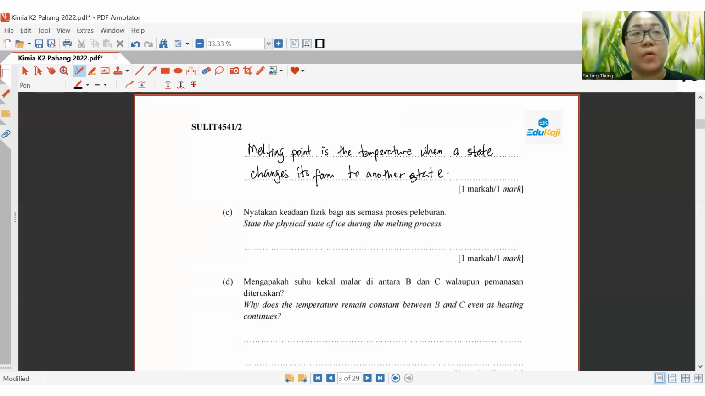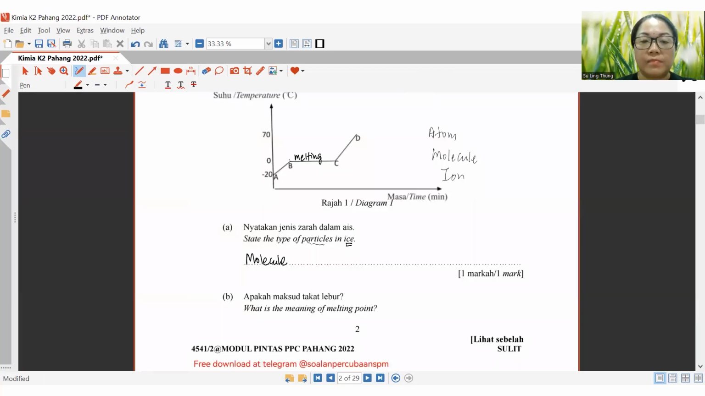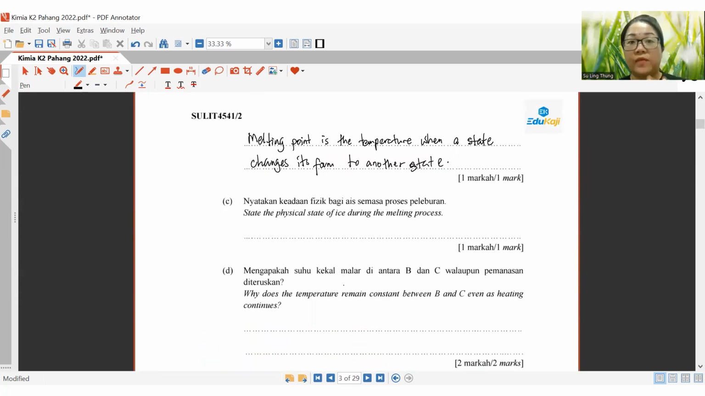When you are asked melting point, for example in this case, you don't answer it just as BC, but in fact you have to insert 0 degrees Celsius. But it's not stated here what the meaning of melting point in diagram 1 is. If it's in diagram 1, you have to mention that the meaning of the melting point in diagram 1 is when the ice changes from solid state to liquid state at 0 degrees Celsius. So be careful with what is given in the question.